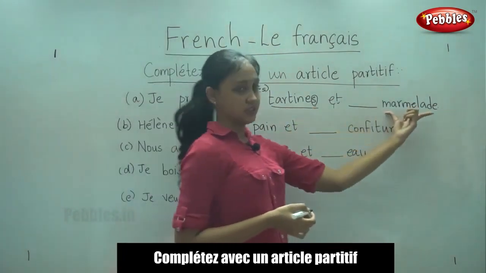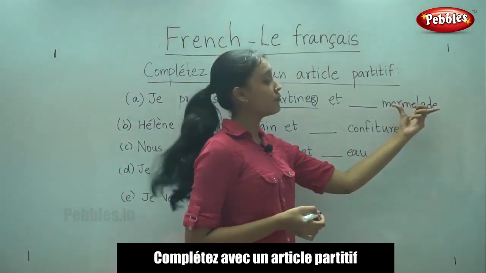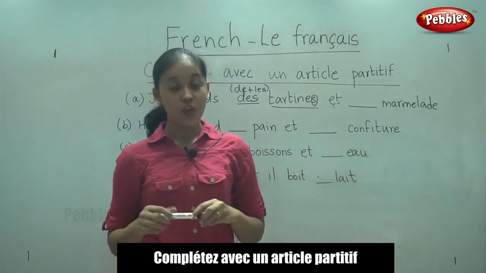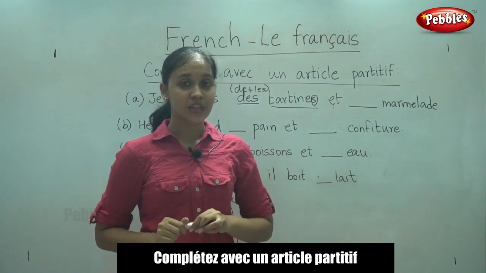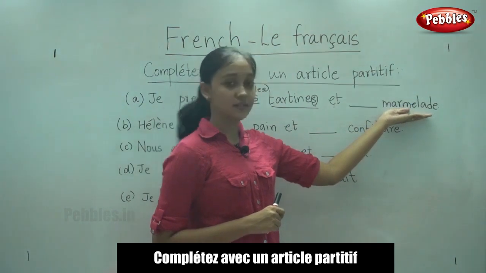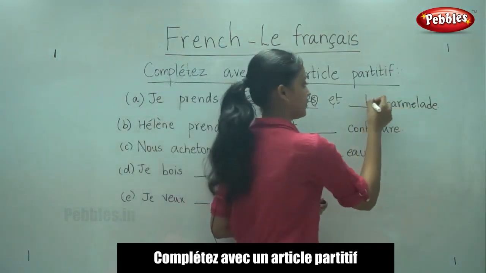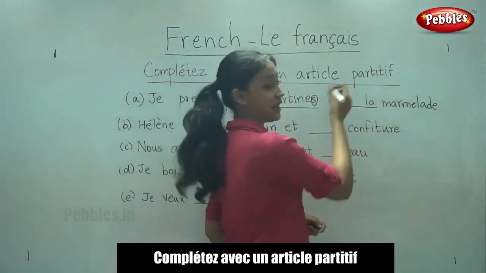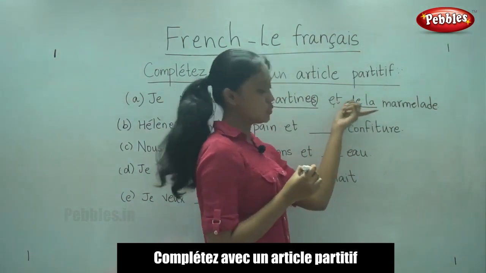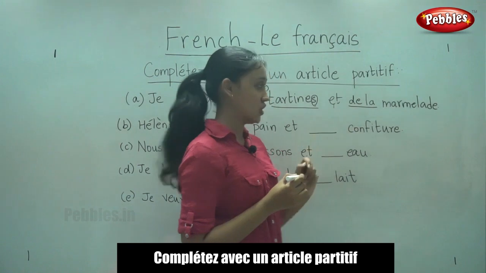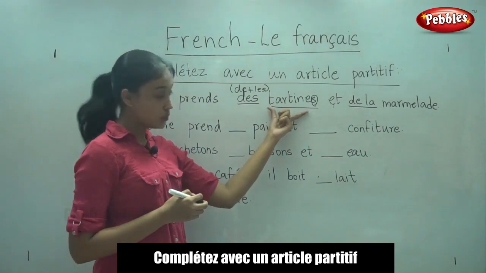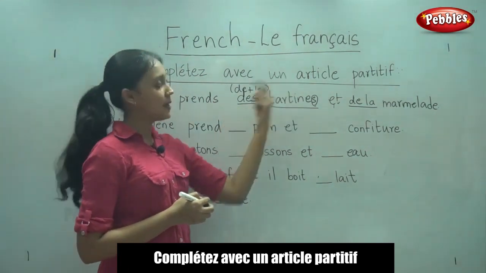And the next word, marmelade, is in the feminine singular form. So when the noun is in the feminine singular form, what would be your partitive article? If you can't remember it, just think of the direct article that you would write. You would write la, right? And for the partitive article, we have to add de. De plus la gives you de la. In this case, there is no change. So we have completed the first sentence. We just looked at the noun and wrote the appropriate partitive article.